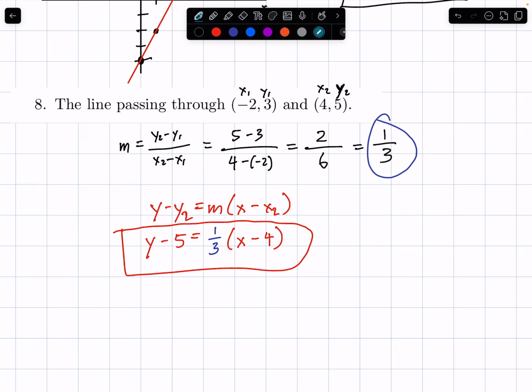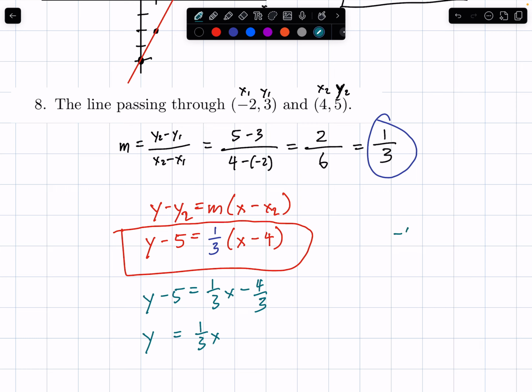Okay, now to solve for the slope-intercept form, I do have to distribute 1/3 x minus 4/3. And then I'm going to add 5 to both sides. So y is equal to 1/3 x minus 4/3 plus 5.